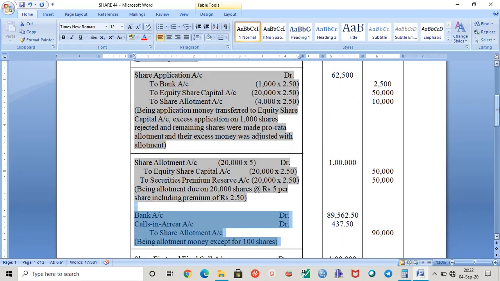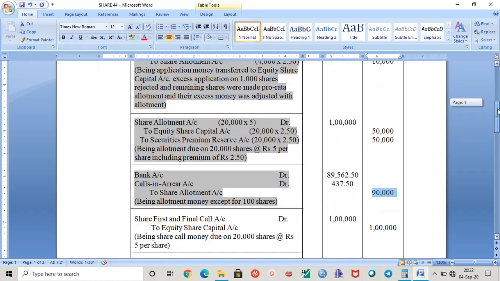But before we go to working note, let me tell you that rupees 10,000 is already adjusted. So 1 lakh minus 10,000 will be how much? 90,000. So when you write bank account debit to share allotment, it will be 90,000. You may have calls in arrear or calls in advance, that's a different thing. When you receive the allotment money, after this adjustment, the allotment money is to be subtracted from the excess amount you already received at the time of application. So 1 lakh minus 10,000 will be 90,000.